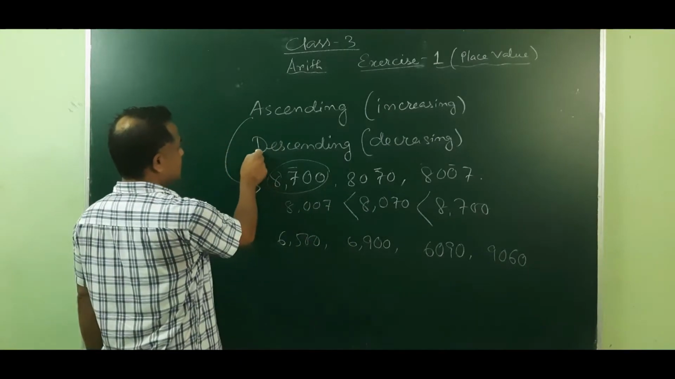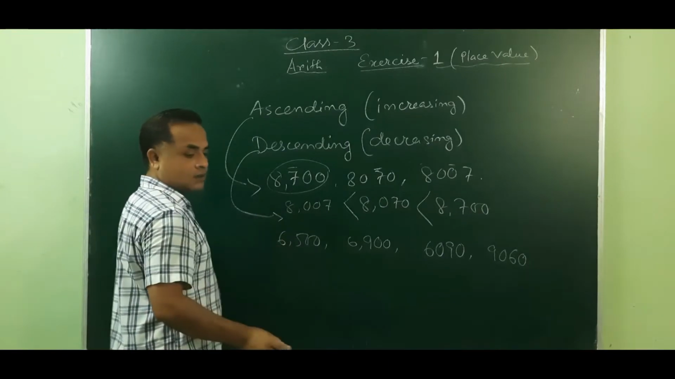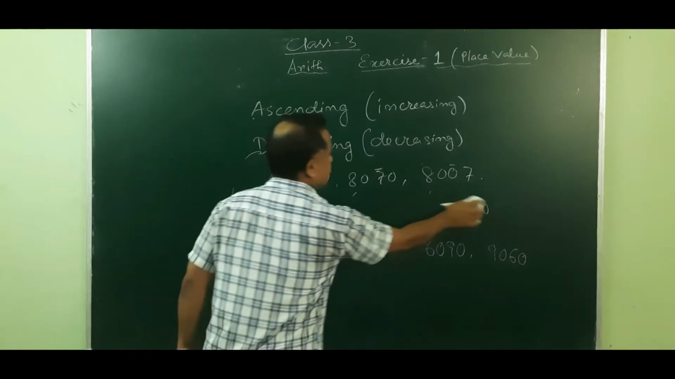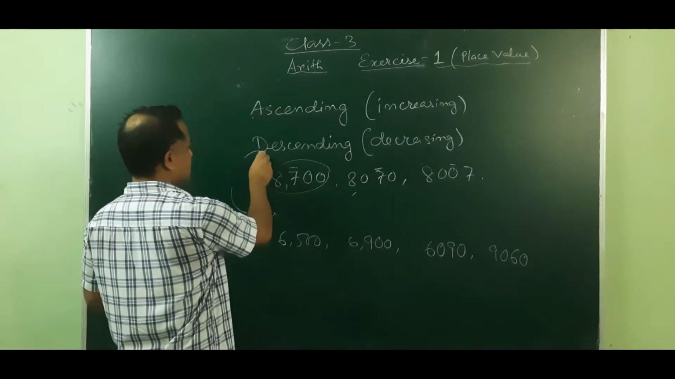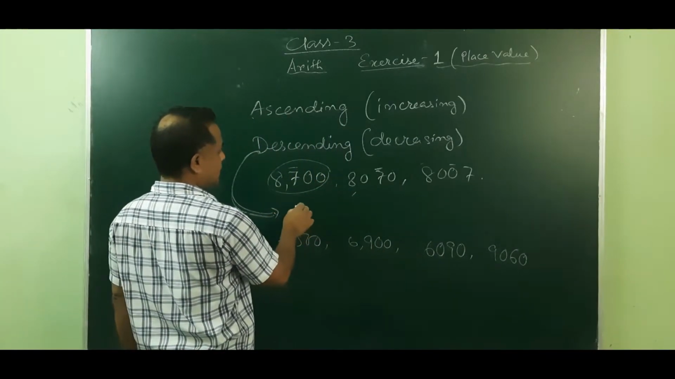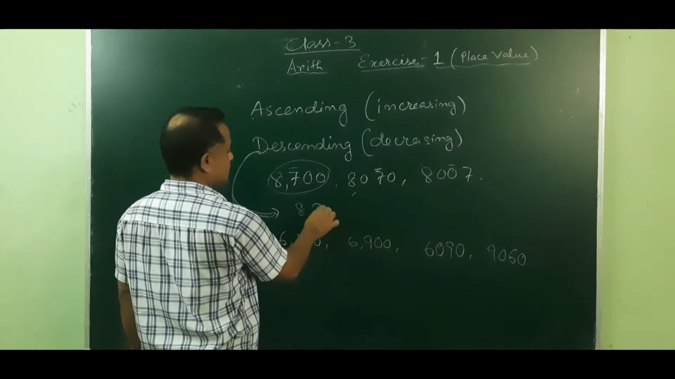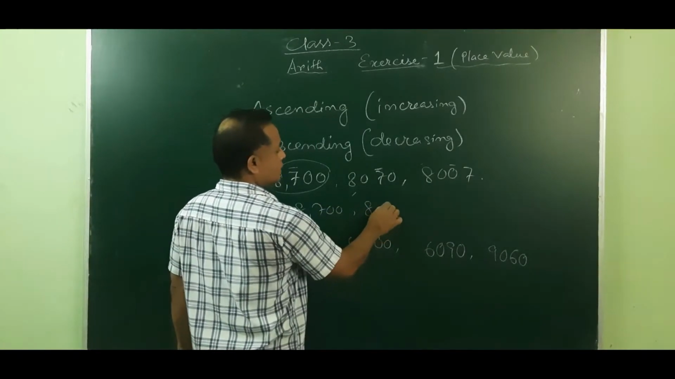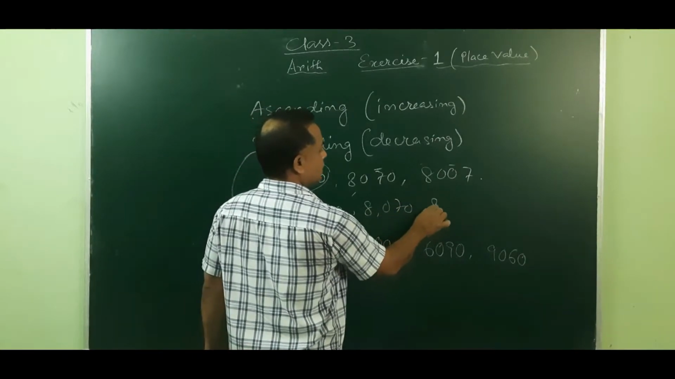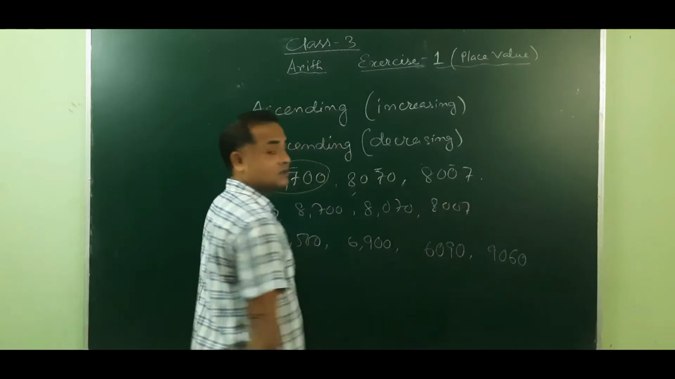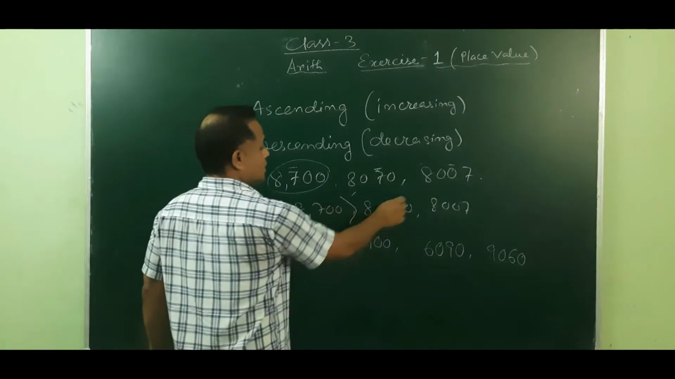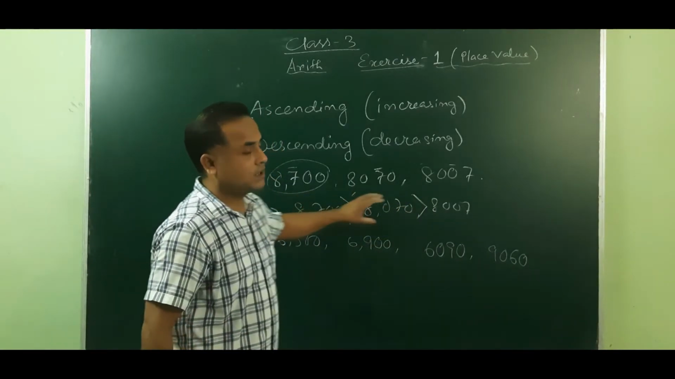If it is in the descending order, then what will we do? If it is in the descending order, then we will write 8700, 8070, 8007. So this is the descending order. That means it goes on decreasing.